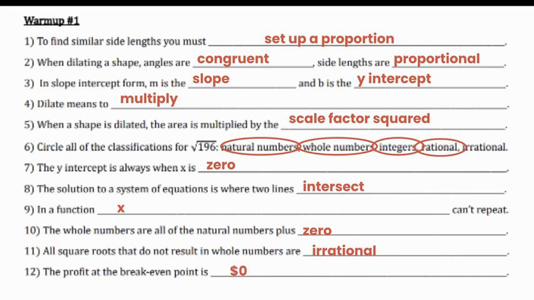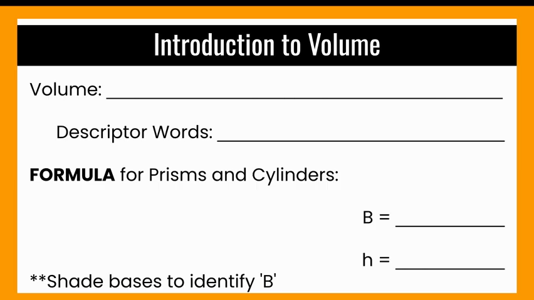Profit at the break-even point is $0. Remember, the break-even point is where cost and income meet. Well, if your cost is $20 and your income is $20, you are not actually making any money because you have to pay off your expenses. So at the break-even point, the profit is 0.